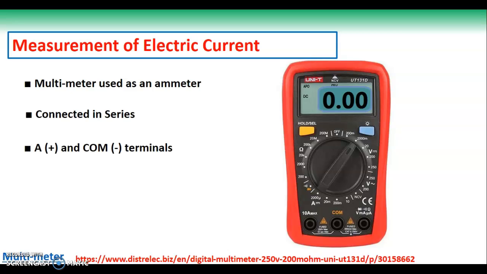It has two terminals, a positive terminal and a negative terminal. The positive terminal is called the A terminal, while the negative terminal is called the COM terminal. The symbol of an ammeter used in order to represent it in a certain circuit is a circle with a capital A inside, and it is necessary to show the COM terminal.